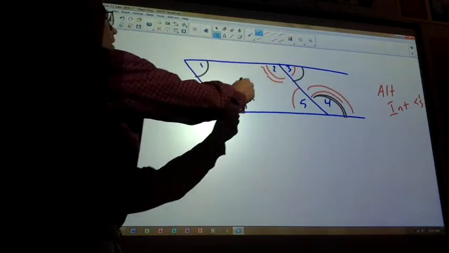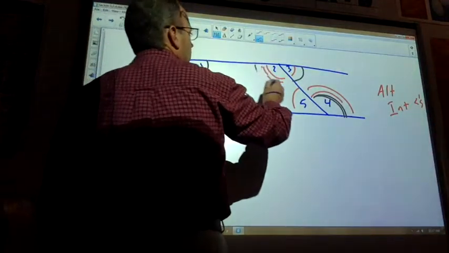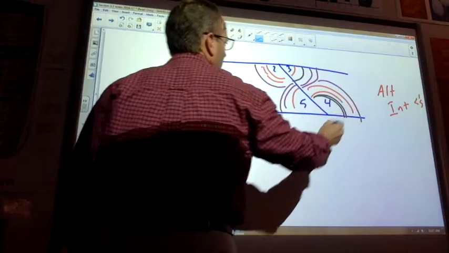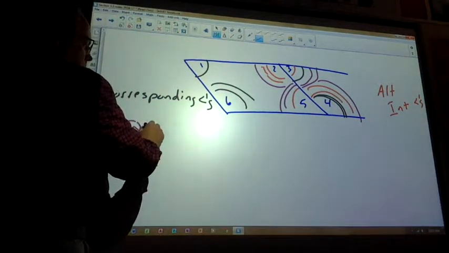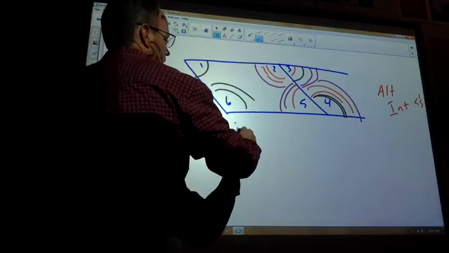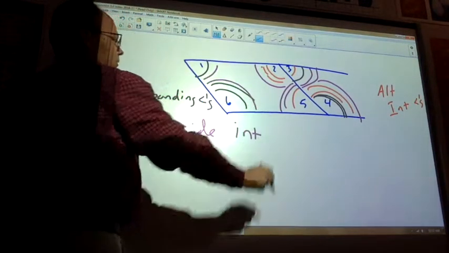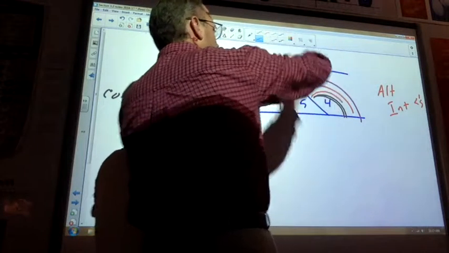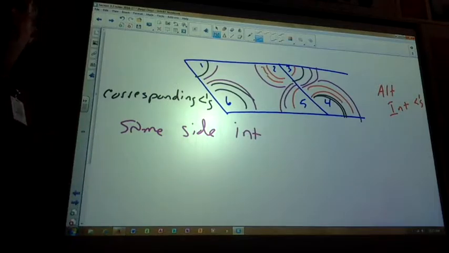Same side interior, or the purple. So this and this are same side interior, and this and this are same side interior. This and this are also same side interior, if you wanted to go with that. I don't have any alternate exterior up there. So nothing's really outside of it. I mean, 3 and 4 are technically outside of these parallels, or these lines, but not enough to justify it. Is that okay?